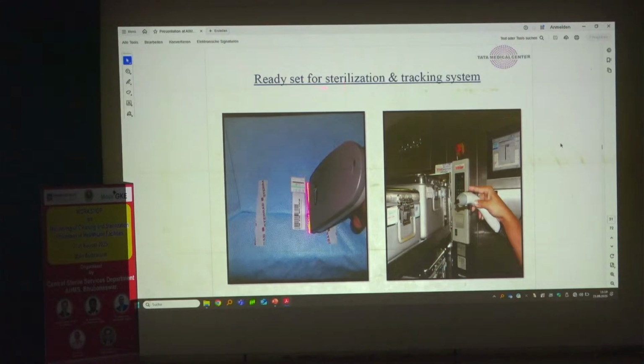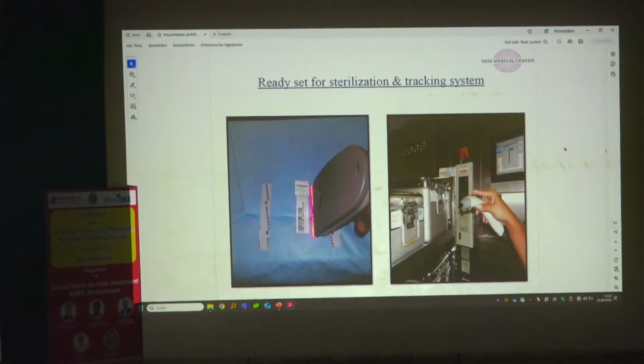This is the ready stage for sterilization. We have a barcoding system, and all this data is preserved here up to 2000 cycles. So if there is any mishap or legal issue, we can clearly show that our process is completely sterilized, our instrument sets are completely sterile, and there is no chance of any mishap.